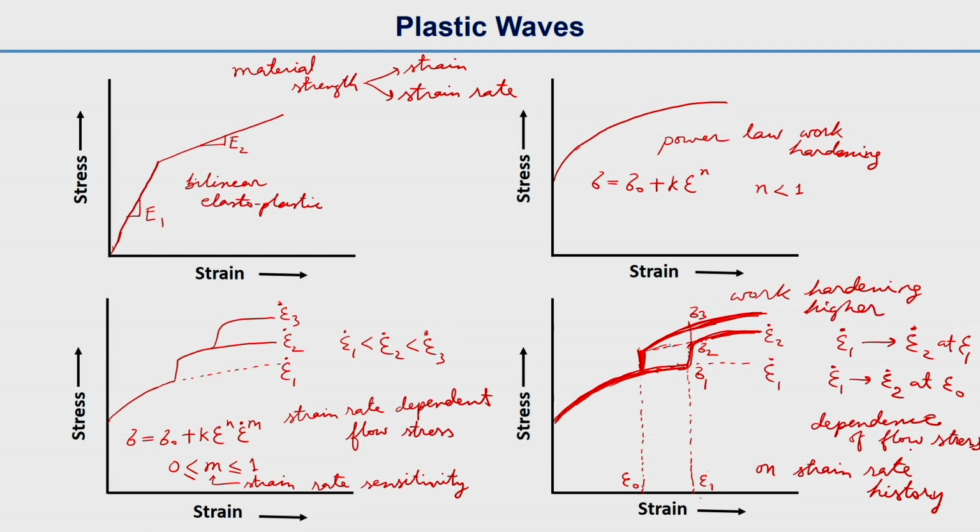So, flow stress will depend on the strain rate history. That means when we increase the strain rate, whether we increase it at a strain epsilon 1 or at a strain epsilon naught will decide what the work hardening will be, and we can see that the slopes of these curves are different. This slope is lower, and in the other one the slope will be higher. So, this should be flat and this slope should be higher.